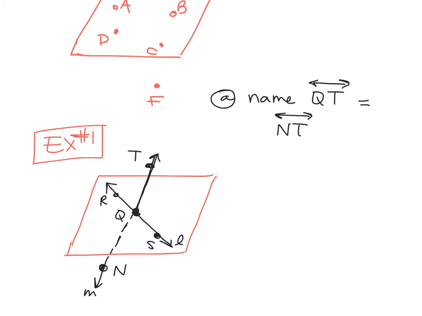Because remember, a line keeps going forever. So QT keeps going forever, NT keeps going forever, so it's all the same points that we're using. Is there another way that you could name QT? You could call it line M, right? This guy down here is representing that whole line. So you could call it line M. There's actually one more way. Do you know what the other way is?